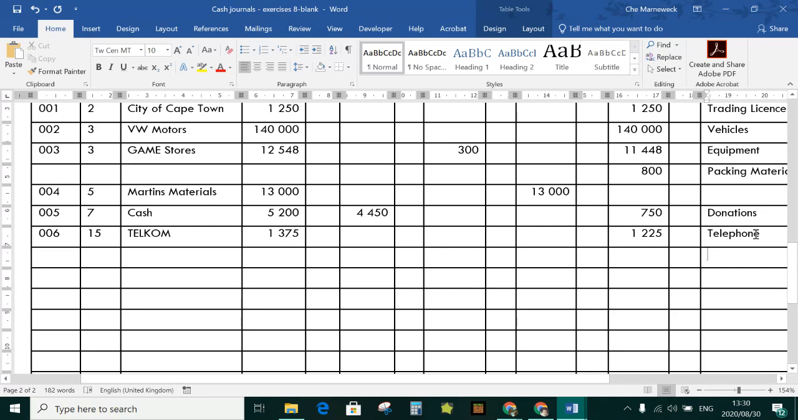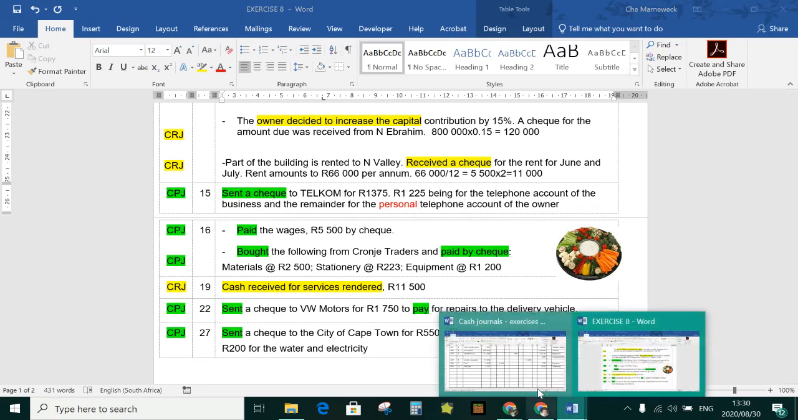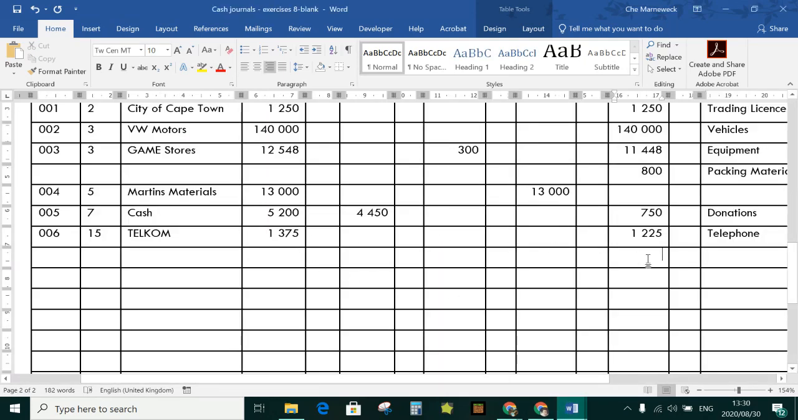We then have to go back and have a look and see what the other amount was for. The remainder, so 1,375 minus 1,225, that should give you 150 Rand on your calculator, is for the personal telephone account of the owner. Personal, anything to do with personal, is drawings. So there's no column for that, so we're going to have to drop to the next line. 150 is for drawings.